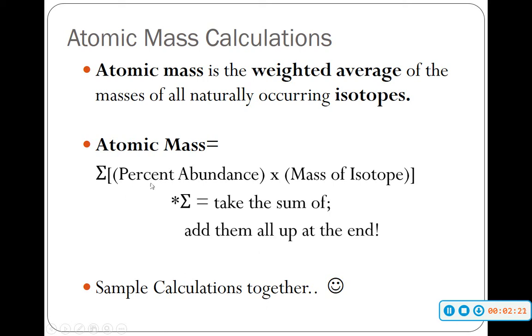We're going to take our percent abundance of our isotope and multiply it by the mass of the isotope. We're going to do this for each and every isotope that we have. After we multiply these two values for each isotope, we're going to add them all up. So go ahead and take a minute to copy this slide, and then we are going to do some sample calculations together.